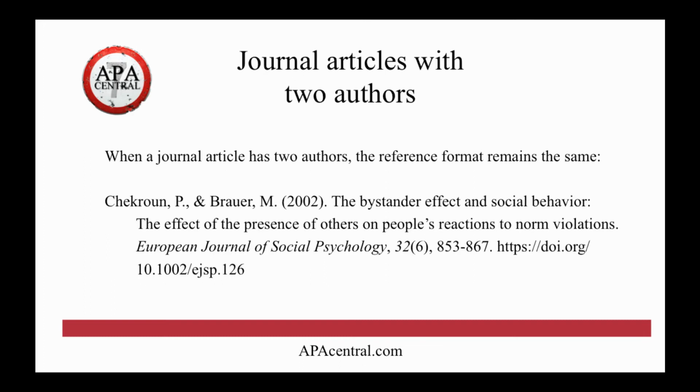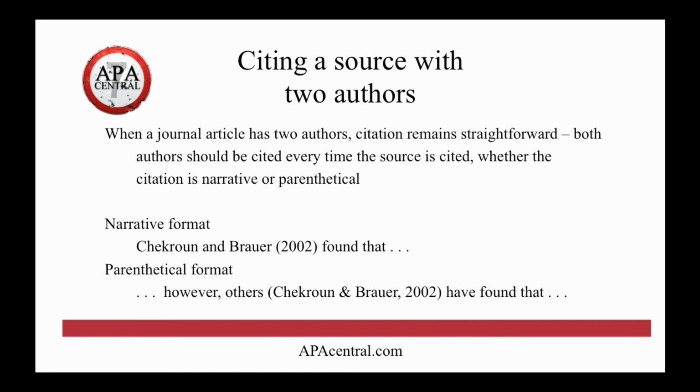When a journal article has 2 authors, the reference format remains the same. So names, year, title, journal, volume, etc. But in terms of citation, the citation remains straightforward. Both authors should be cited every time the source is cited, whether it's narrative or parenthetical. So the Chekron and Bauer found that, and then in the parenthetical format, you use the ampersand between the 2 authors. And that's really the only difference there.